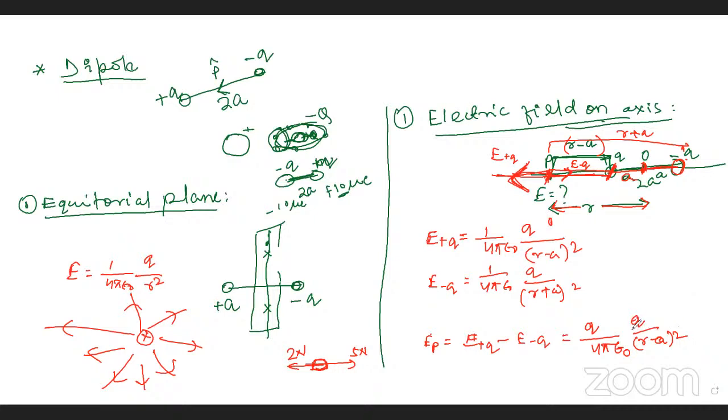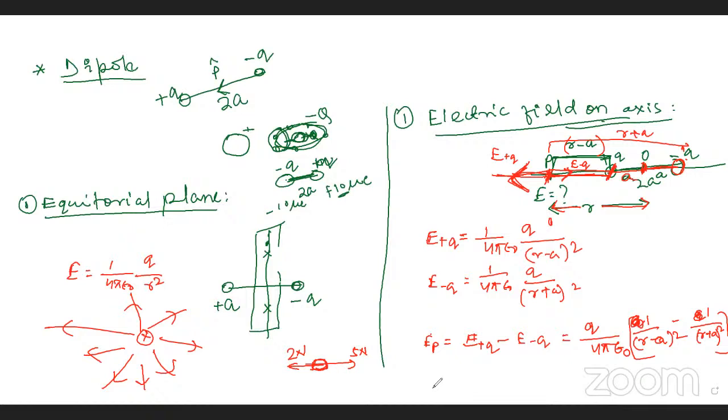Q common 1 minus 1 by (r minus a) whole square minus Q by 4π epsilon naught common (r plus a) whole square. Are you getting? Yes, sir. This is the total field.